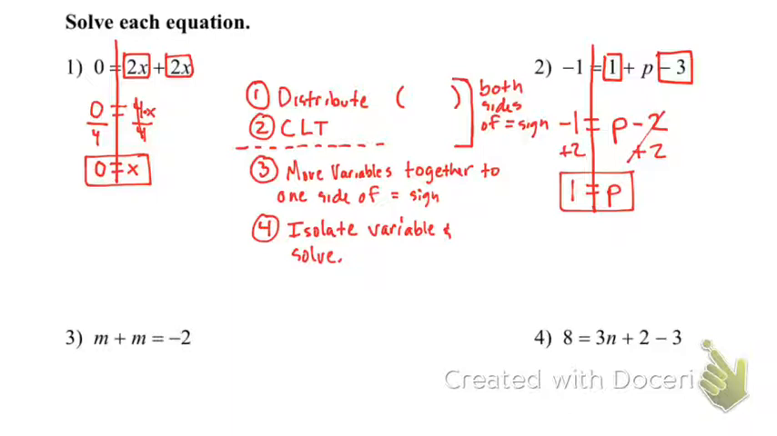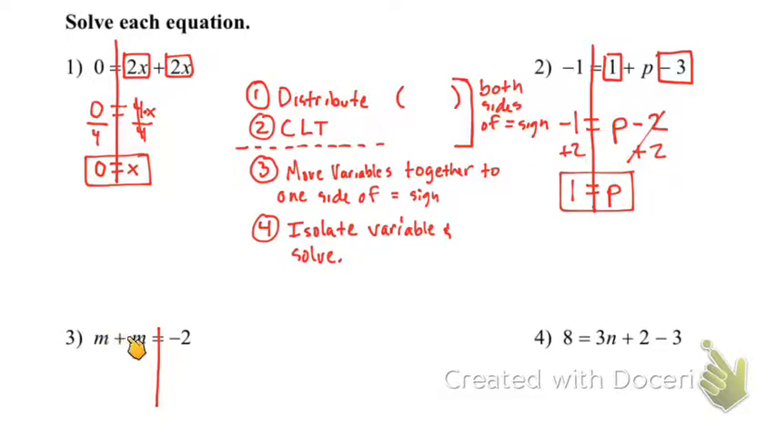And we get 1 equal to P. Okay. Hopefully this is not too bad. All right, let's do number 3. So same thing. Distribute, combine like terms on each side.